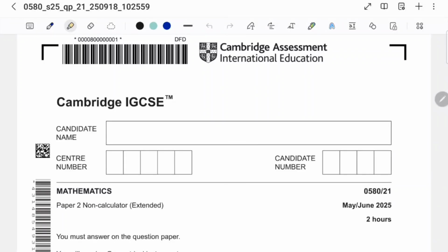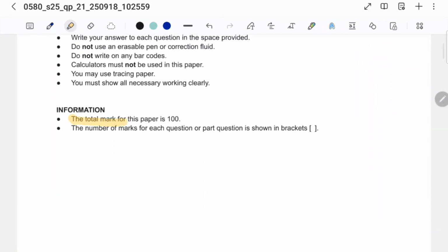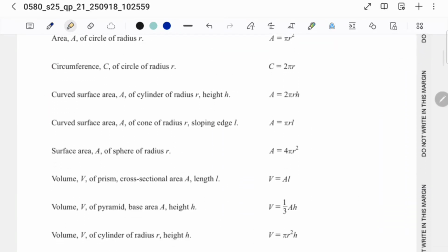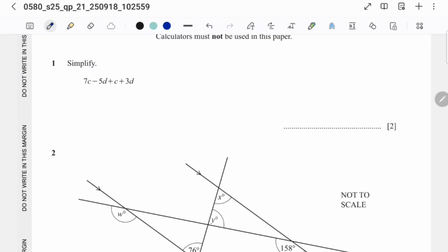In today's video, we are going to solve IGCSE Mathematics 0580 Paper 21, May/June 2025. The paper is of 2 hours, and this is a no calculator extended mathematics paper, and the marks are 100, and a formula sheet will be given. Let's start the questions. That is question number 1.